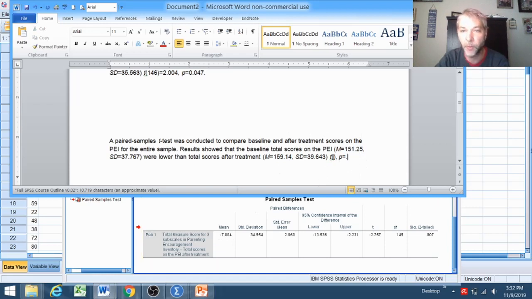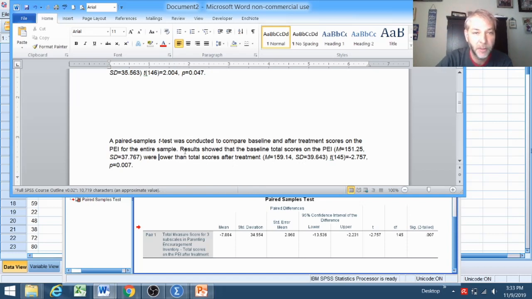And then what we will write is t, and then our degrees of freedom are 145, equals, t value is negative 2.757, and then our p value is equal to 0.007, and then our readers will know that that is statistically significant.